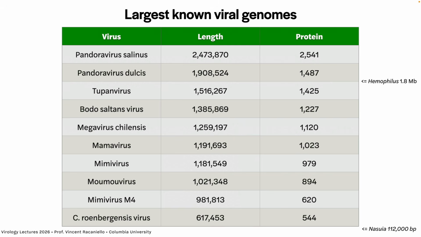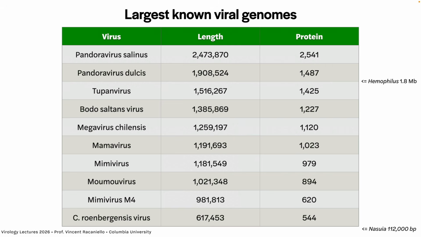By the way, the genome of Haemophilus influenzae, which is a bacterium, is 1.8 million bases long. So some of these viruses have longer genomes than a free-living bacterium. And down at the lower right, Nasua is a parasitic bacterium. It lives inside another bacterium, and that is 112,000 base pairs in length.